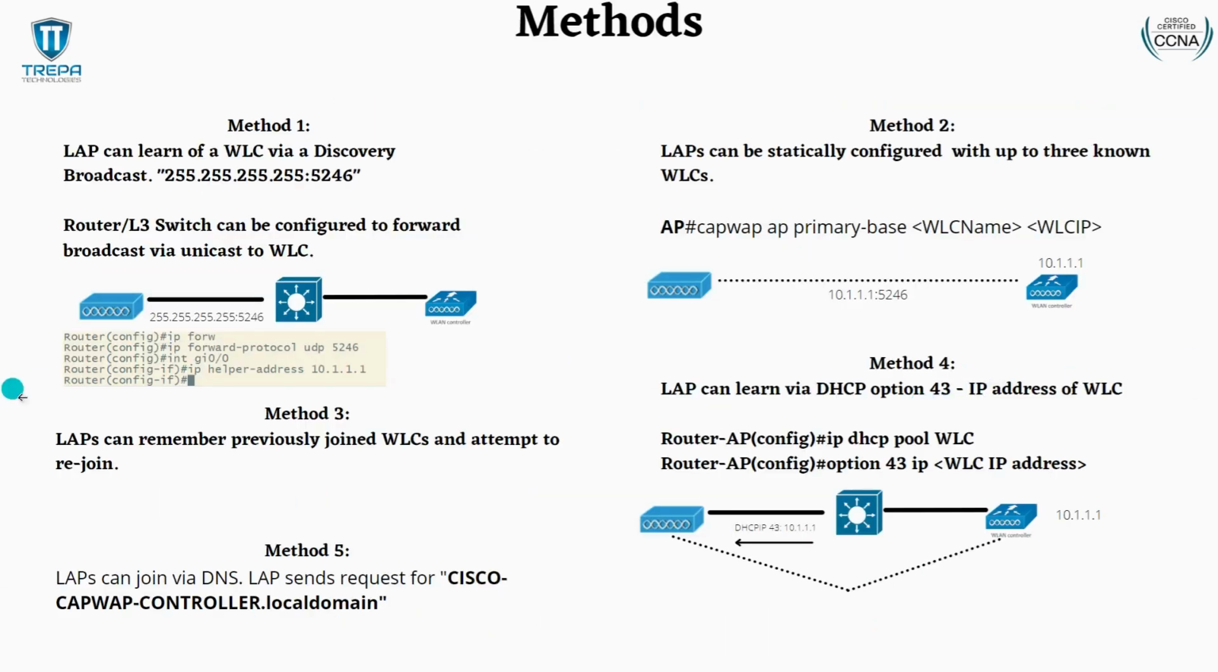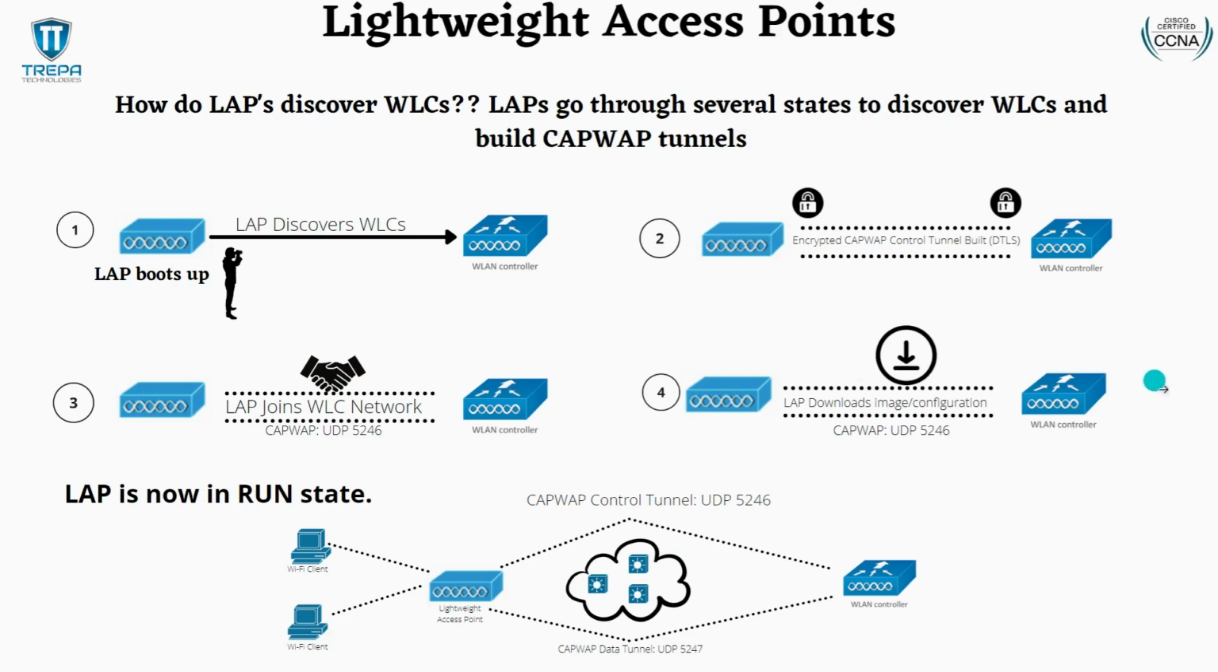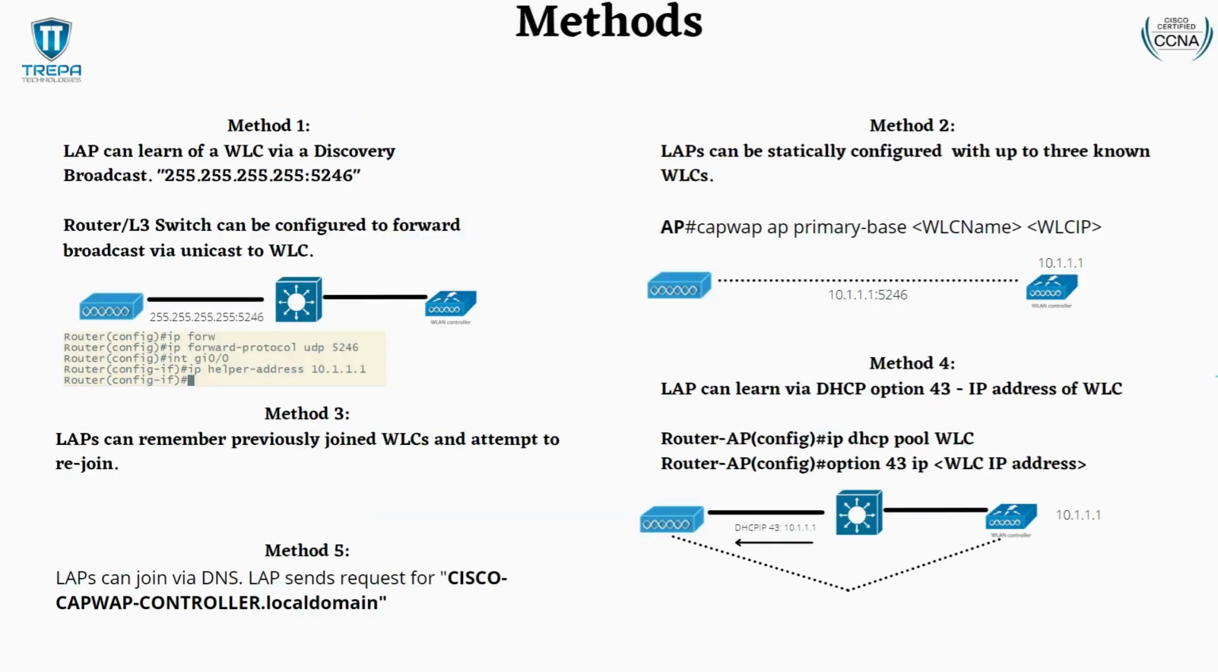Okay, so kind of diving deeper into this step one here. How does it do its discovery? How does that access point actually create that CAPWAP control tunnel? So the first thing it's going to do, if it doesn't have a wireless LAN controller remembered in its flash memory that it can reach, it's going to go through these methods.